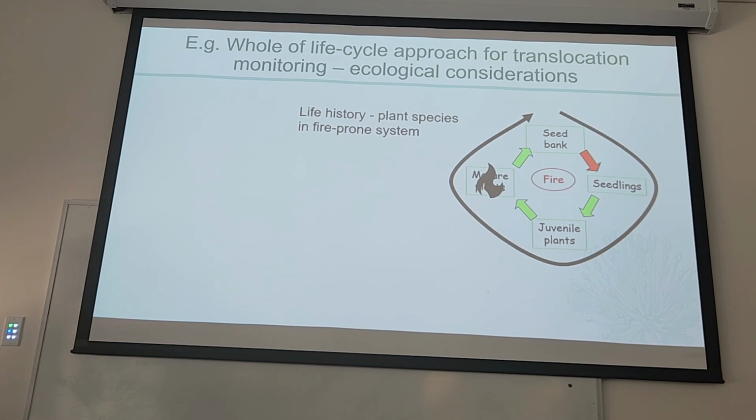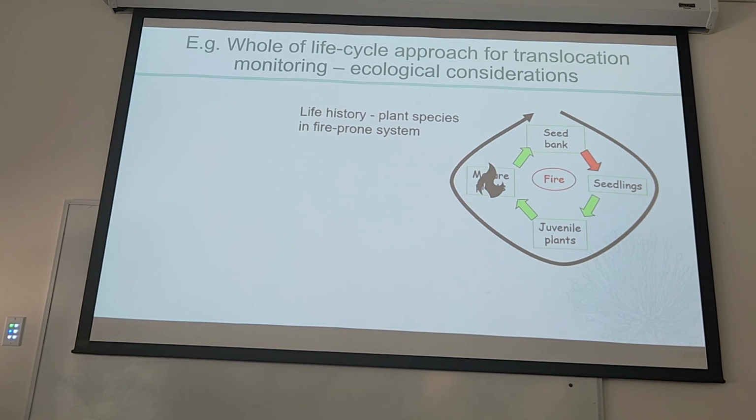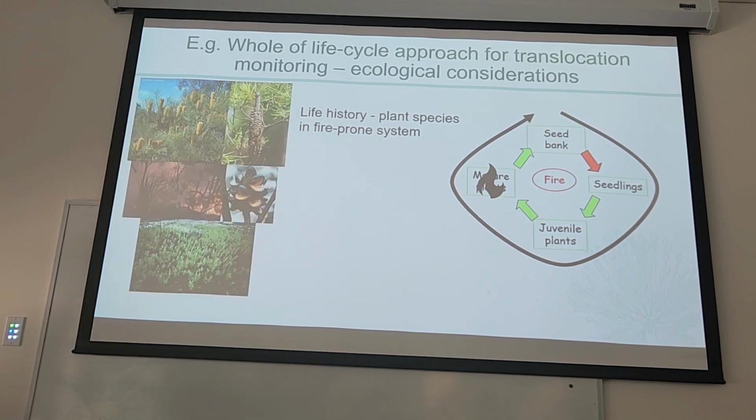When you have, say, an obligate seeding species in a fire-prone system, the fire is that ecological driver. So that has to be part of your ecological thinking after the translocation's gone in. You have the fire that takes out the mature plants, then the seed bank is activated, whether it's breaking dormancy cues or smoke promoting germination into seedlings. And then you have the cycle, but with fire as a key part of it.